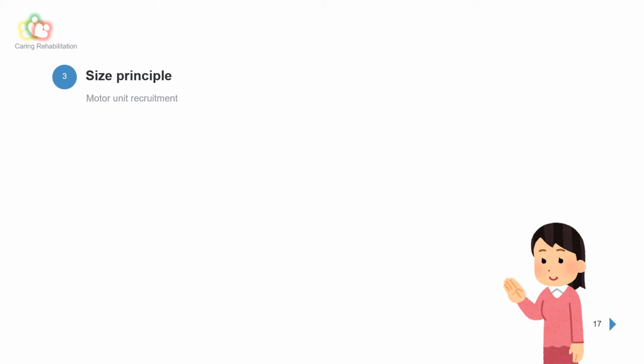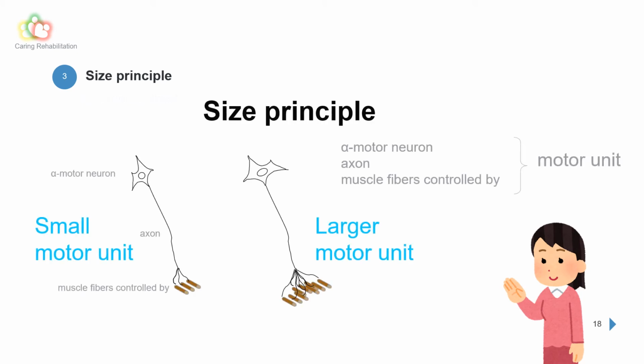Size principle. You also need to know about the size principle. The unit in the spinal cord, consisting of alpha motor neurons, axons, and innervated muscle fibers, is called the motor unit. A unit with a large number of muscle fibers innervated by one alpha motor neuron is called a large motor unit, and a unit with a small number of fibers is called a small motor unit.